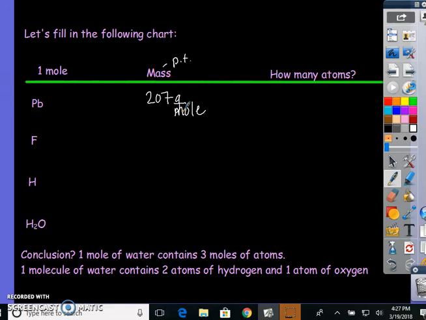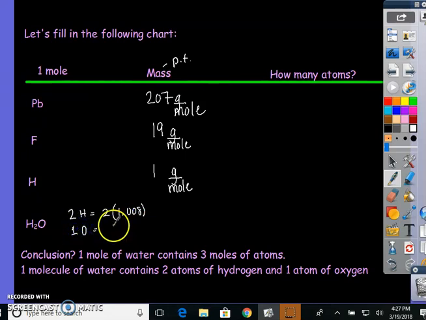Let's go ahead and do fluorine. I think it's about 19 and maybe some change, or maybe 18 and some change, but let's round this up to make these numbers even and something very easy to work with. And of course, hydrogen is 1 gram per mole. And of course, if we look at water, it's going to have 2 hydrogens, so that's 2 times 1.008. I know I just lied and said we're going to round up. And then there's 1 oxygen, and that is going to be 15.998.